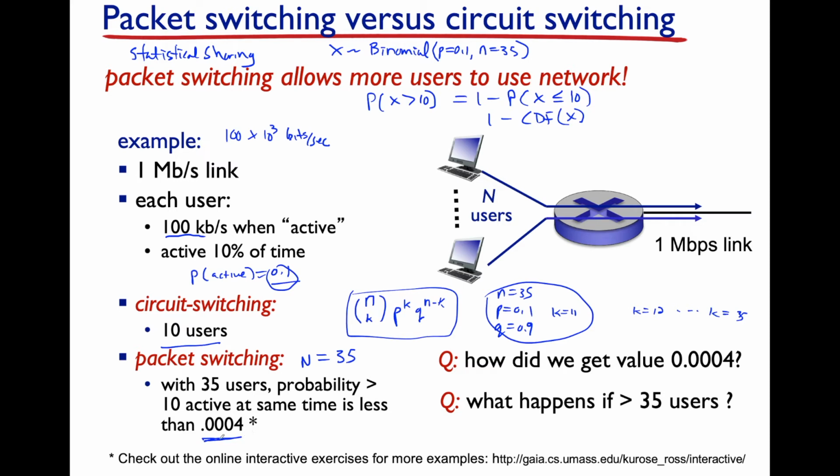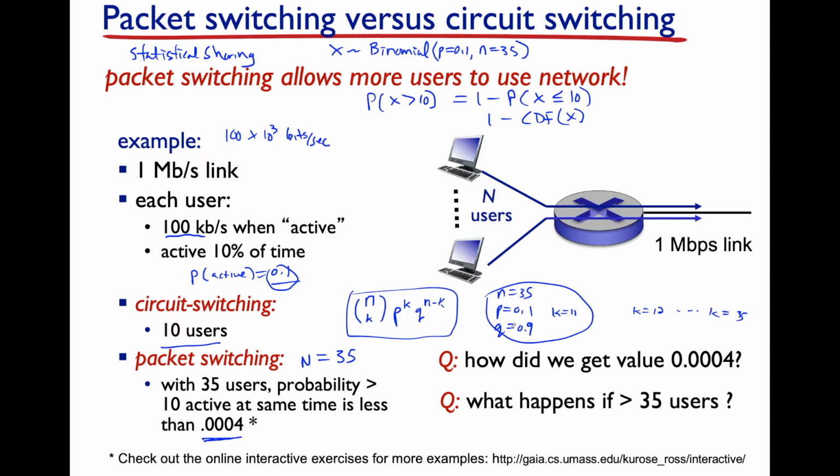And you get that 0.0004 because you're adding up all these factors for k equals 11, 12, etc., up to 35, given this formula, where n is equal to 35, p is equal to 0.1, q is equal to 0.9. Okay, so this is the binomial distribution, and all this is an evaluation of the binomial distribution. The binomial answers the question: if you have a probability p of getting heads, what's the probability that if you flip it 35 times you get more than 10 heads?